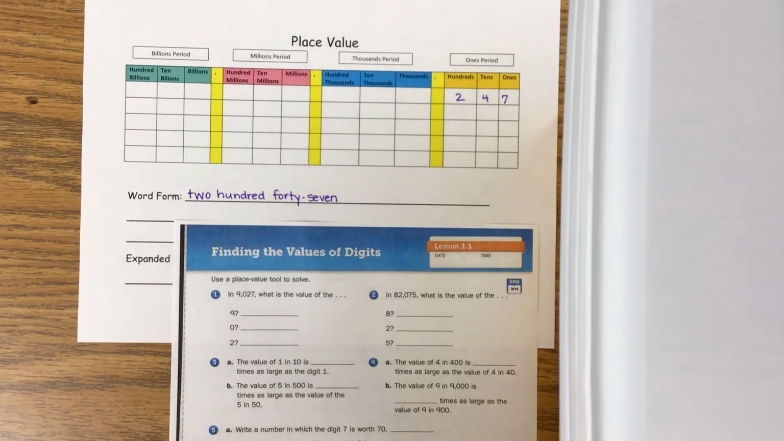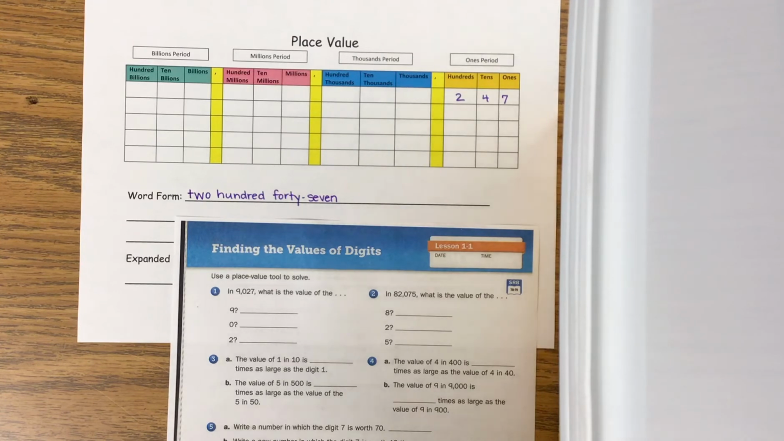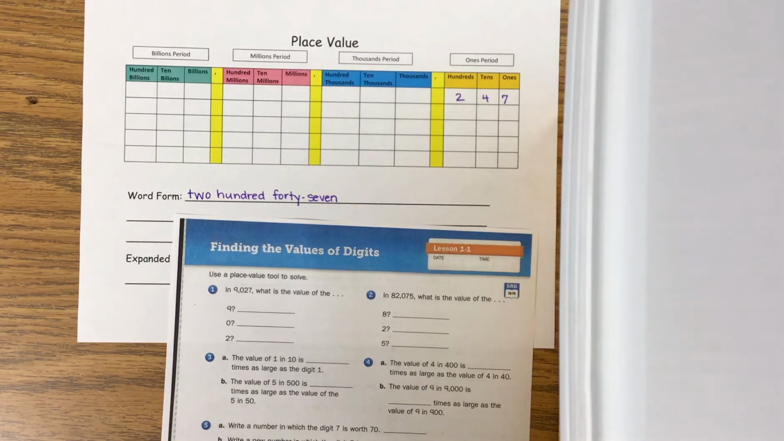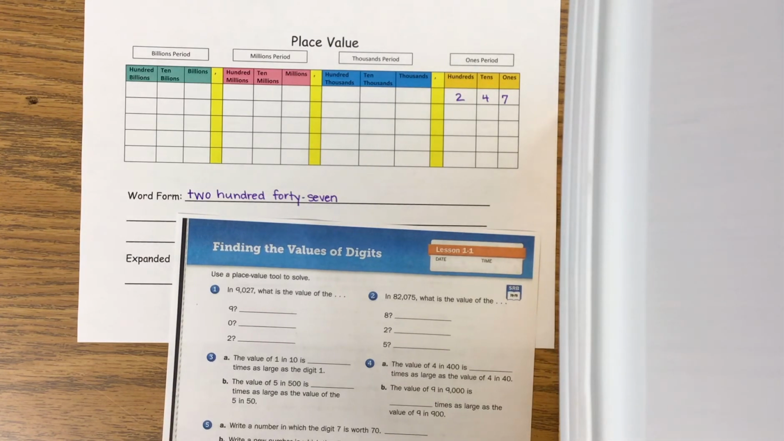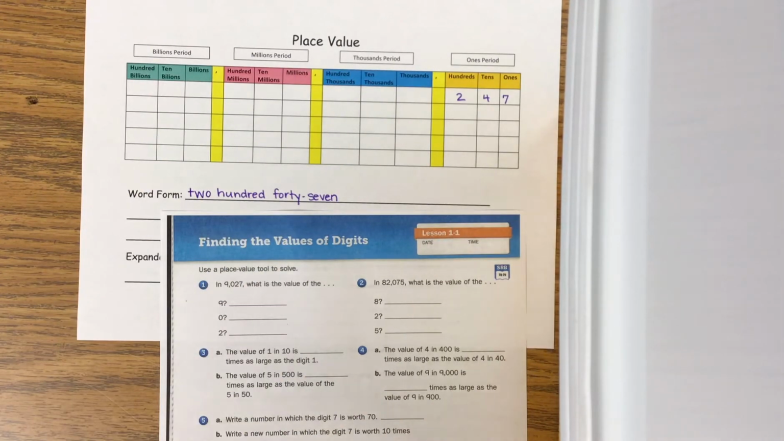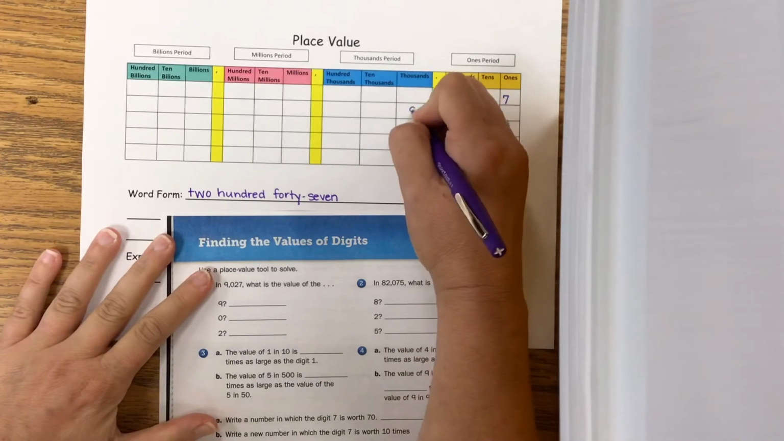All right, so number 1 says in 9,027, that's how we read that number, in 9,027, what is the value of the 9, the 0, and the 2? Let me stop for just a second, okay? That number 9,027, we wouldn't read it as nine thousand zero twenty-seven. We would say nine thousand twenty-seven. We skip over that 0 when we read it. So I'm going to plug that number into our place value chart.